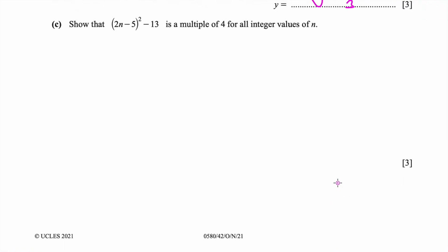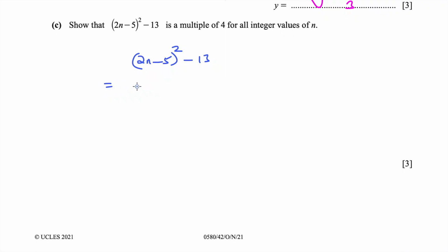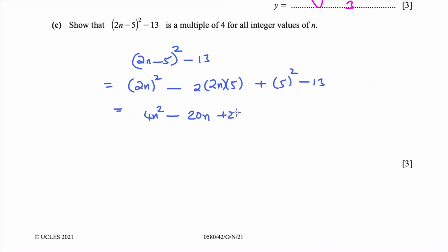Part C. Show that 2n minus 5 whole square minus 13 is a multiple of 4 for all integer values of n. Okay, so 2n minus 5 whole square minus 13. This would be equal to 2n whole square minus 2 into 2n into 5 plus 5 whole square minus 13. 2n whole square is 4n square. 2 into 2n is 4n. 4n into 5 is 20n plus 25 minus 13. This is equal to 4n square minus 20n plus 12.